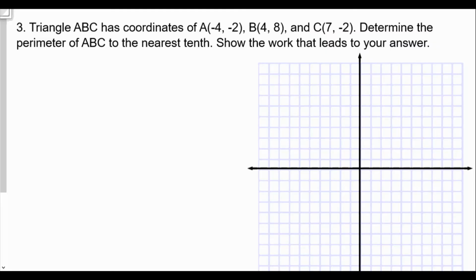Welcome back. We are now at lesson 28, perimeter lesson, homework review part 2.